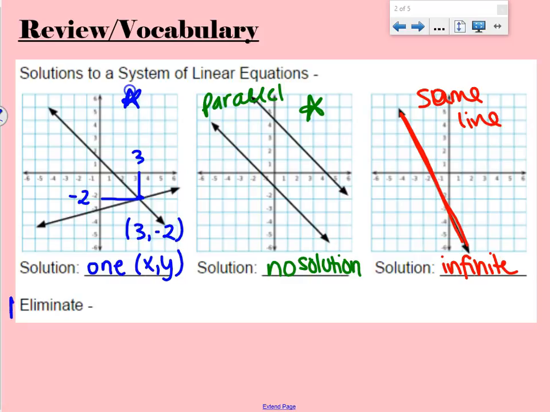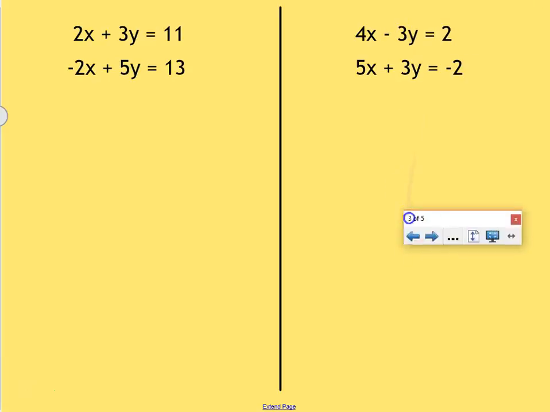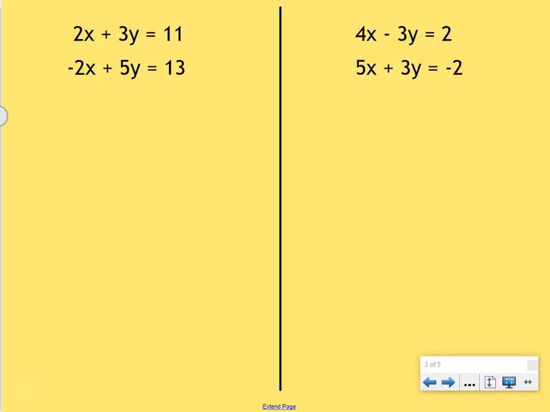Eliminate. We're using elimination. So to eliminate something means to take away or get rid of. You want to eliminate something, you want to get rid of it. You want it to go away, you want it to become zero, just diminish it. Get rid of it.